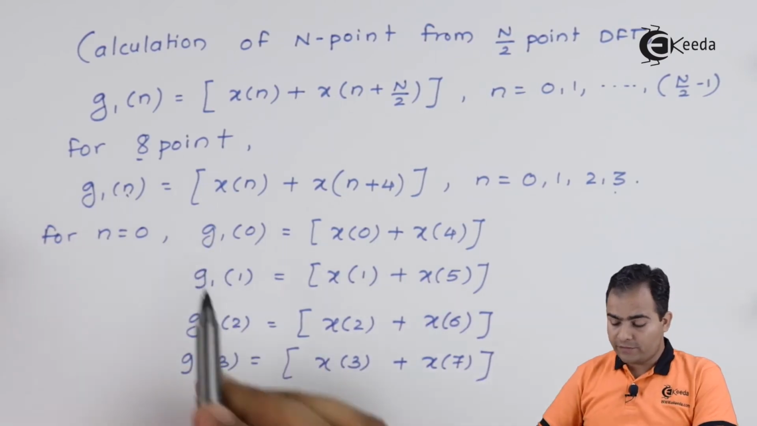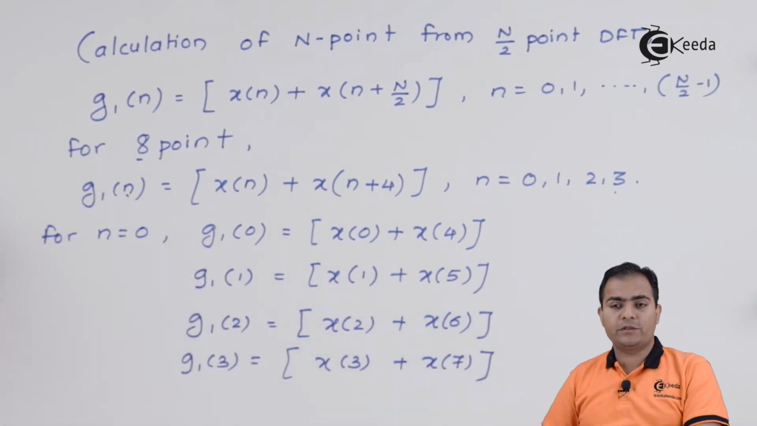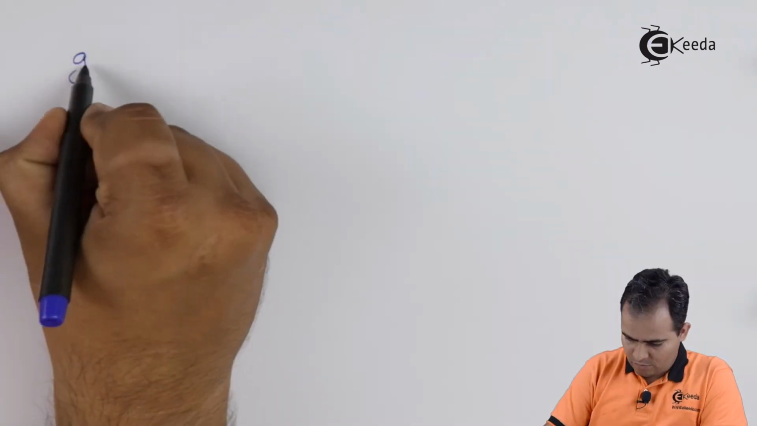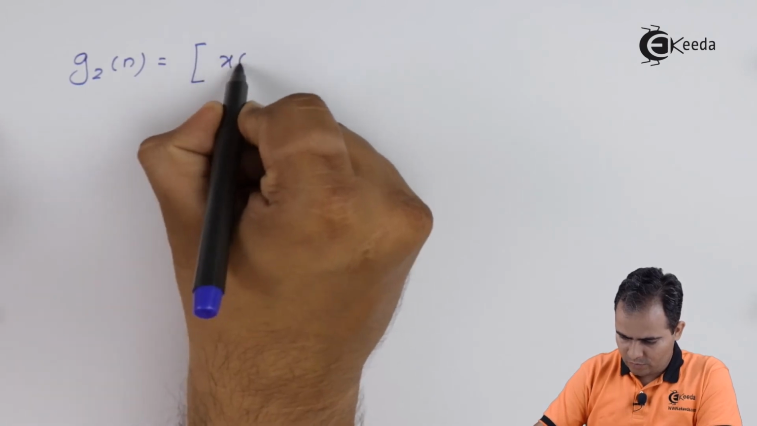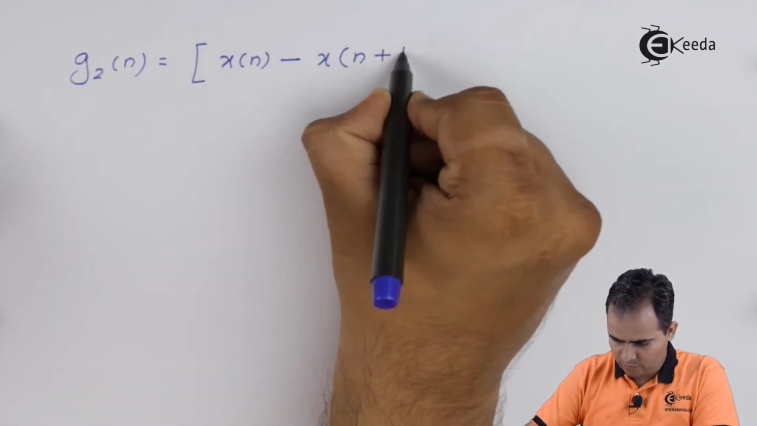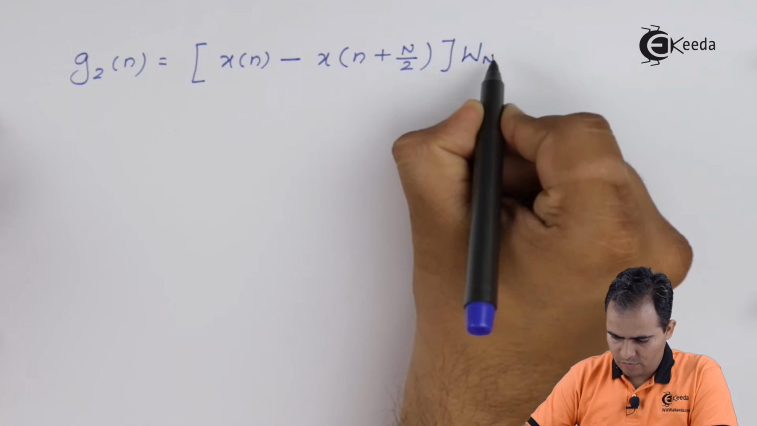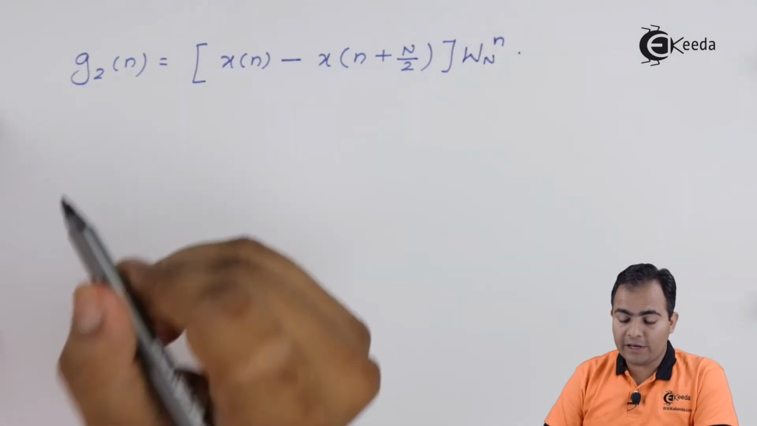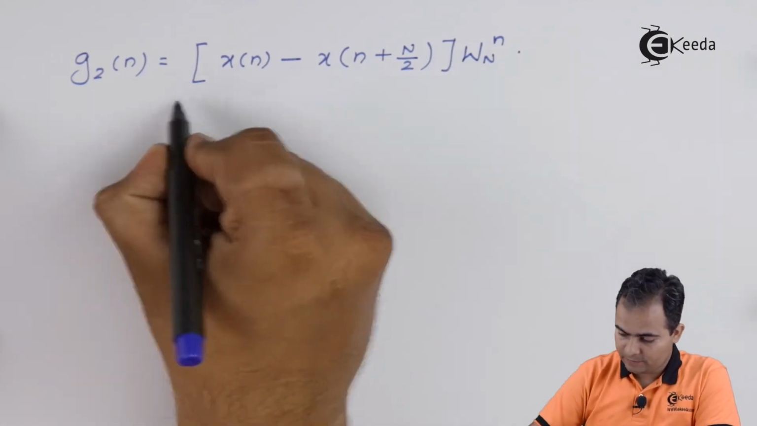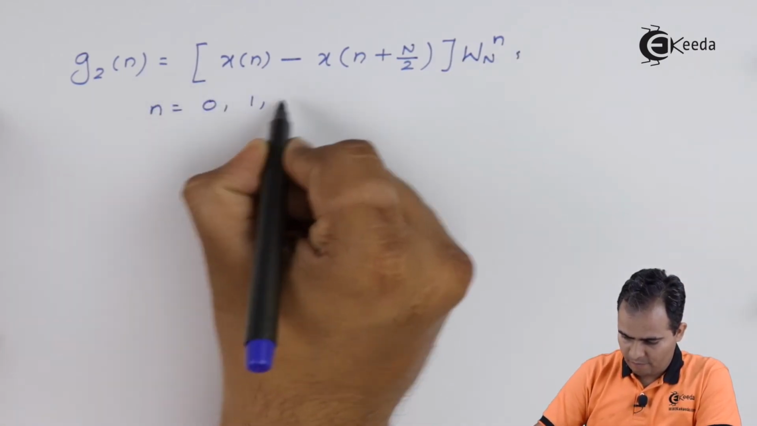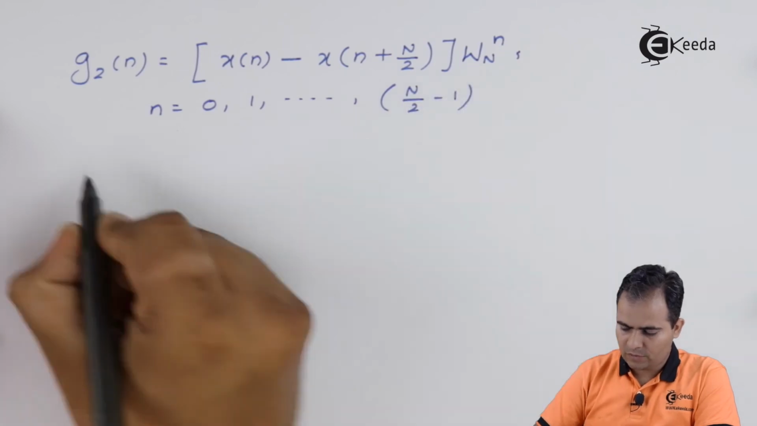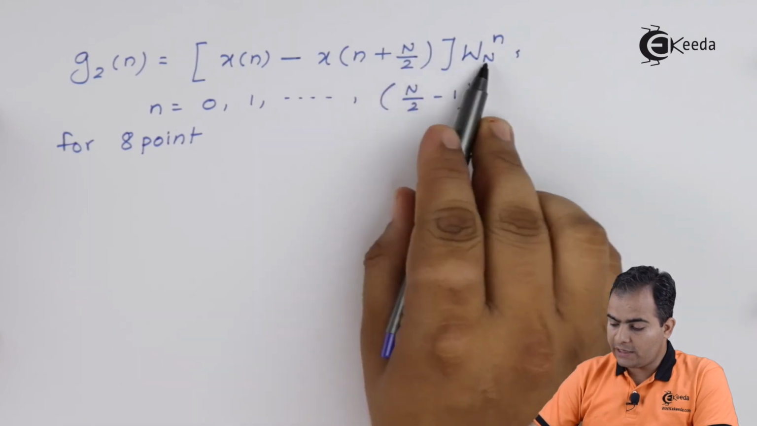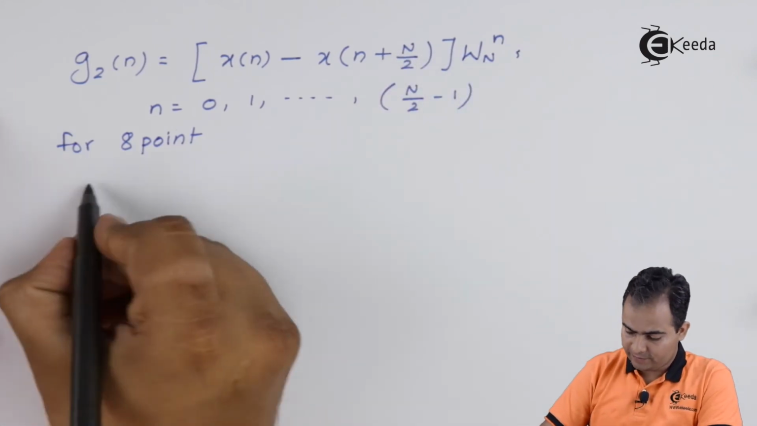So these are the values of g1 of 0, g1 of 1, g1 of 2 and g1 of 3. Similarly, we will calculate the g2 of n values. So if I want to calculate this whole equation for 8 points, then for 8 points, all the n is replaced by 8.